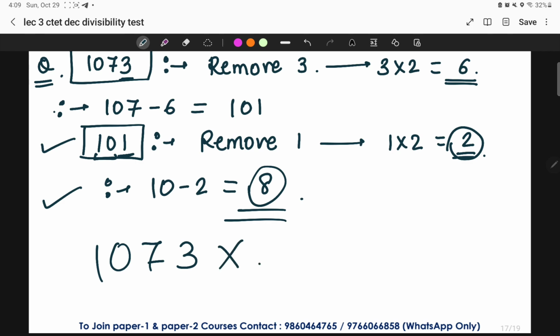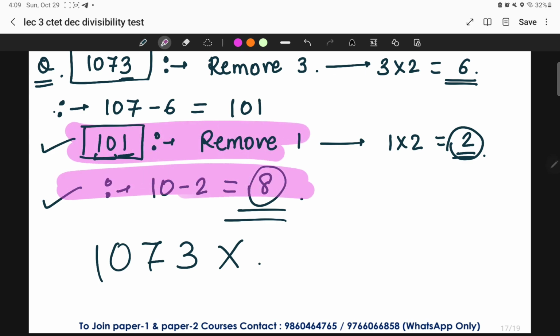Please try to understand what I have done till now. First, I removed the last digit, doubled it and subtracted it from the remaining number. Even after subtracting, I got a 3-digit number, which is again not a multiple of 7. So I repeated step number 1 and step number 2. I removed the last digit again, doubled it and subtracted the doubled number from the left number, so I get 8 over here. 8 is a single digit and we know that 8 is not divisible by 7. Hence we can conclude that 1073 is not divisible by 7.